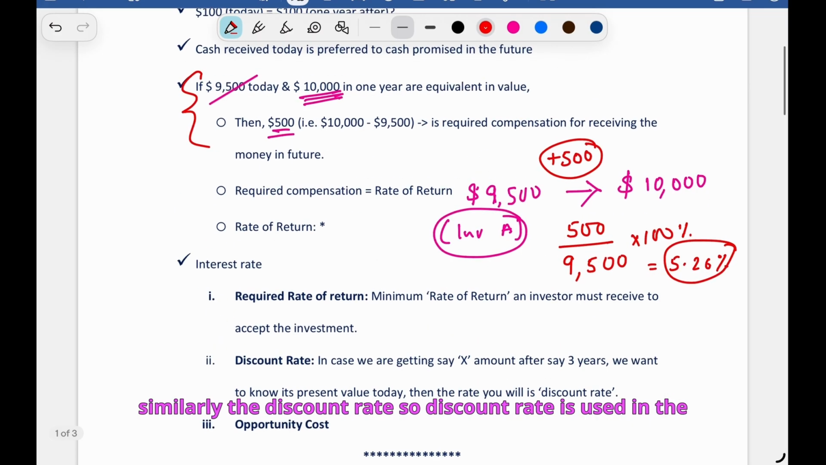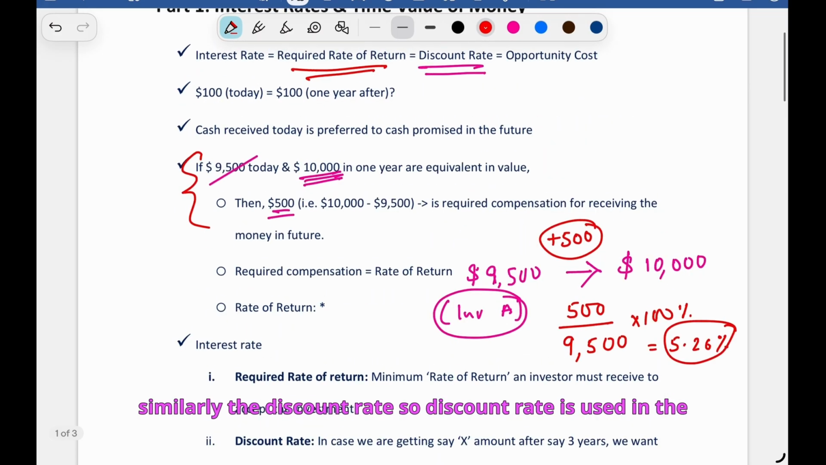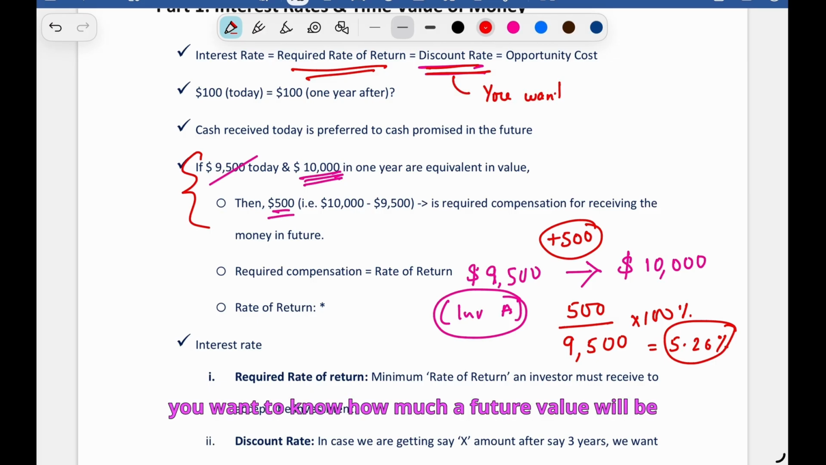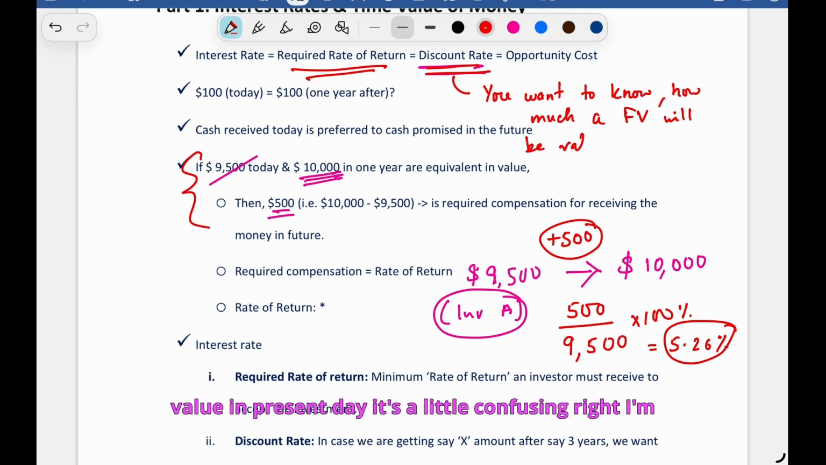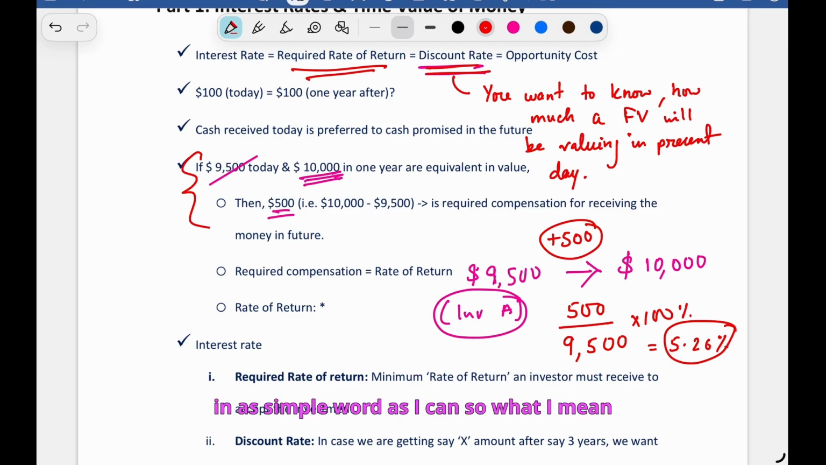Similarly, the discount rate. The discount rate is used in the situation where you want to know how much a future value will be valued in present day. It's a little confusing, right? I'm trying to explain this in as simple words as I can.